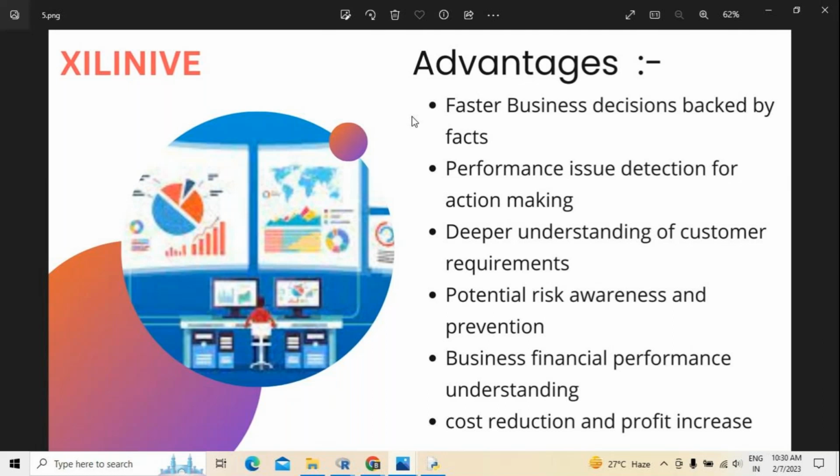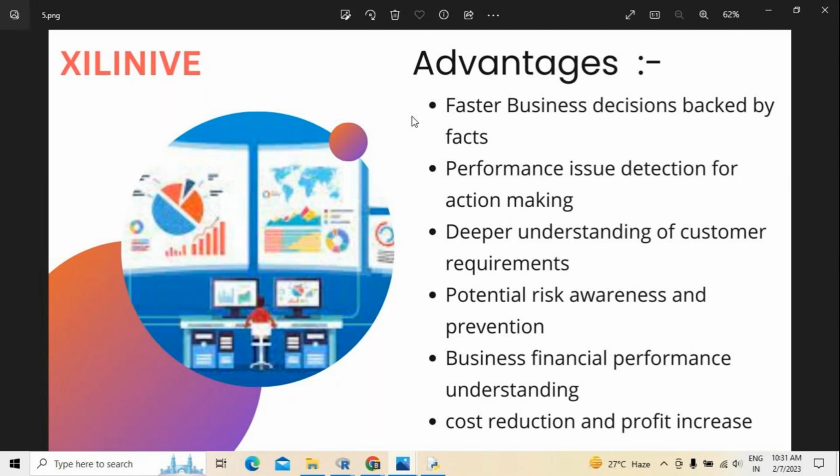Now, the third point is that we need to have a deeper understanding of the customer requirements, whatever customer requirements we have. We should have a deeper understanding of their perception, expectation, and demands. Next point is that we should know about potential risk awareness: what risk is involved and how to control that risk. For that also, data analysis is needed.